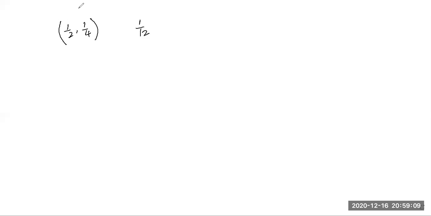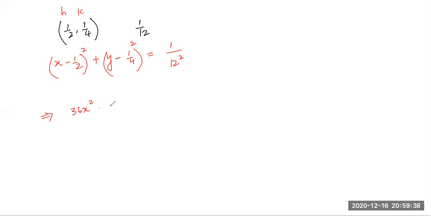h is 1 by 2. What is k? 1 by 4. The standard equation is (x minus h) whole square plus (y minus k) whole square is equal to r square. h is 1 by 2, k is 1 by 4, and r square is (1 by 12) square, that is 1 by 144. Once you solve this, students, practice it yourself. You'll get 36x square plus 36y square minus 36x minus 18y plus 11 is equal to 0. Okay.